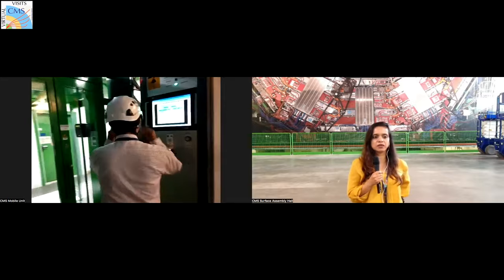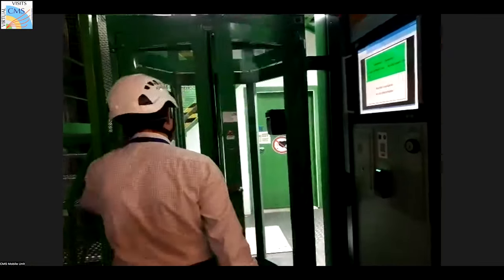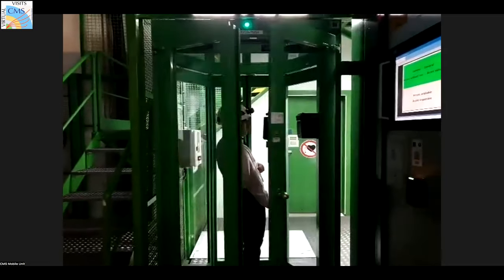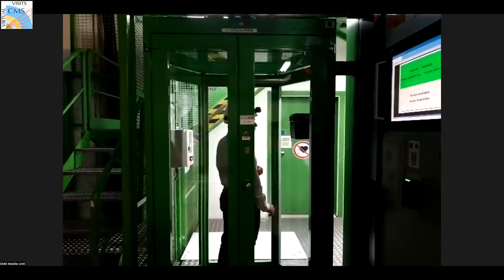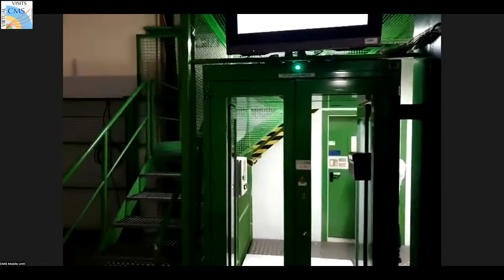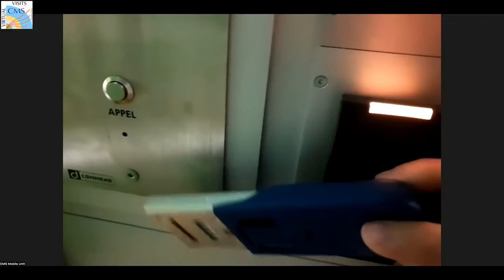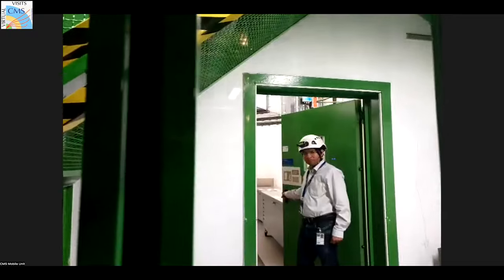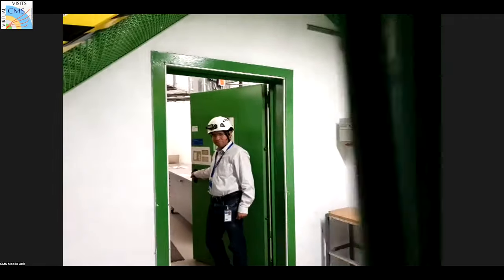How this CMS, this is a very huge detector. So the question comes, how was it built inside the cavern at 100 meter down? CMS depicts a very amazing engineering. The whole detector was not constructed in one go inside the cavern, but the detector is divided into 15 slices, and these 15 parts of the detector were engineered on the surface.